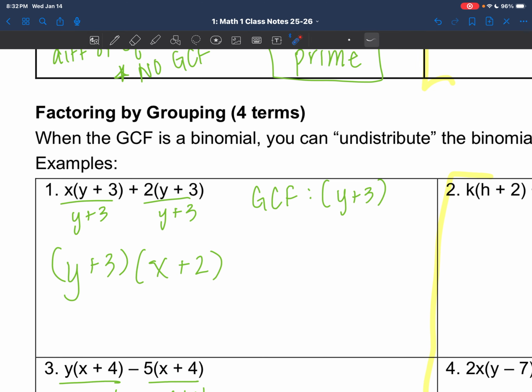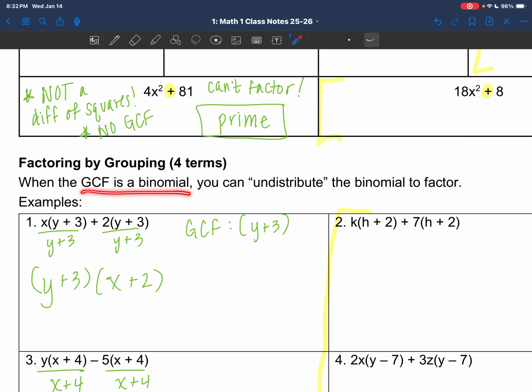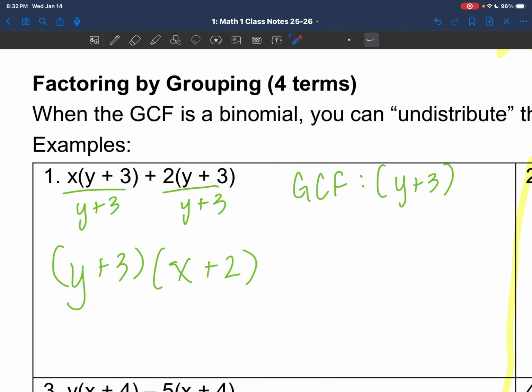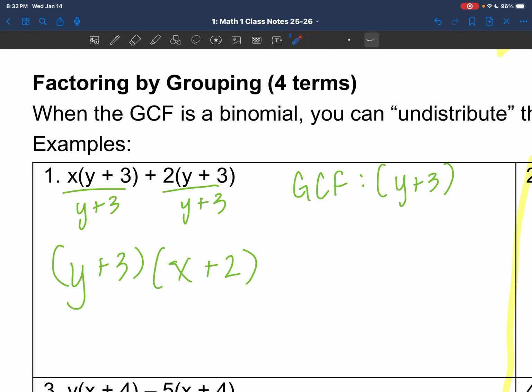All right. Now, when a GCF is a binomial, you can undistribute the binomial to factor. So now we're going to look at what they have in common. So I'm going to erase this real quick just to show you what we started. So for this, we're going to look at what they have in common. So they both have a y plus 3. So we can actually do a GCF of y plus 3.